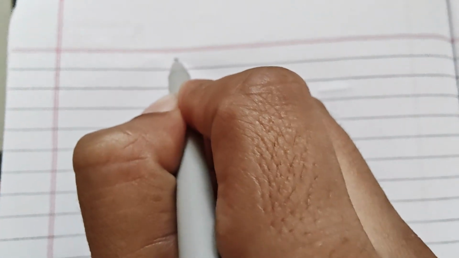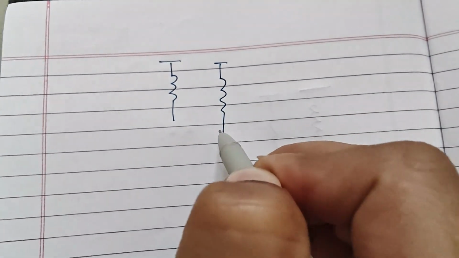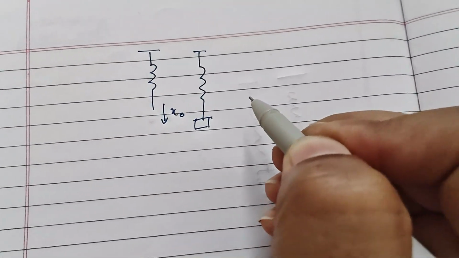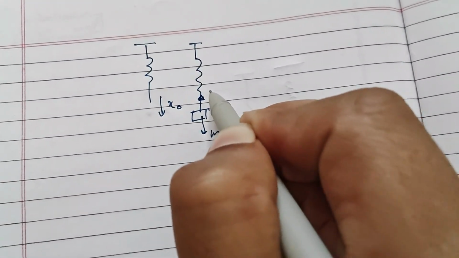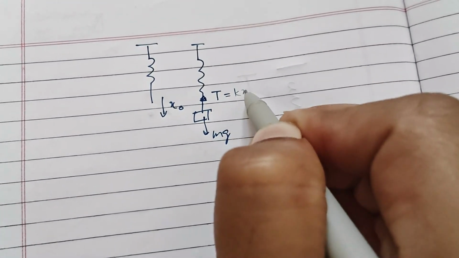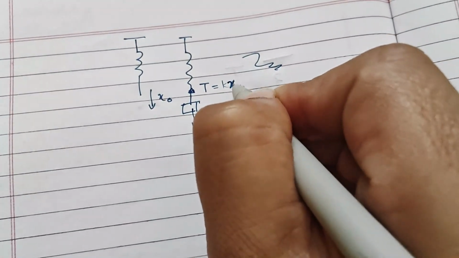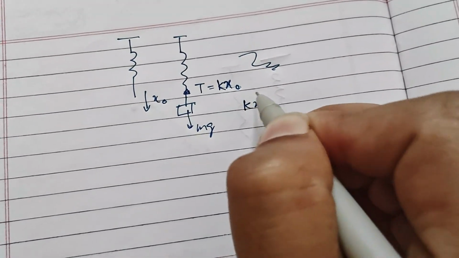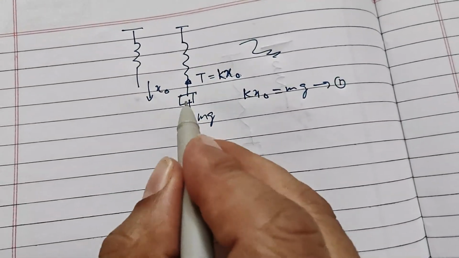So when your spring is kept vertical like this, and then if you add a block, it will stretch by some distance. Let us call it x naught. Now in equilibrium, mg will be balanced by the tension force here, and the tension force here is k into x naught. So in equilibrium, your kx naught, which is tension, will balance mg, correct? So right now it is in equilibrium.